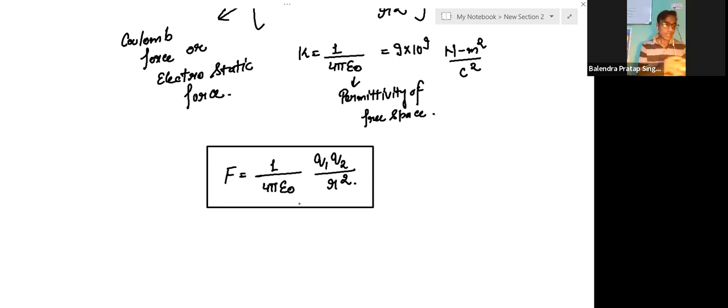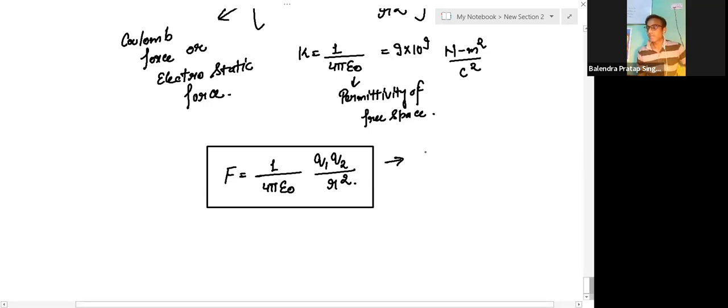Now, this is the scalar form. This is the magnitude form. This is not a vector form. This is the magnitude form of Coulomb's law.